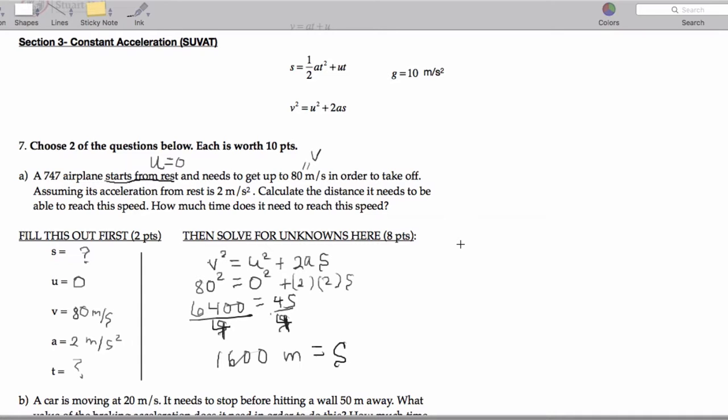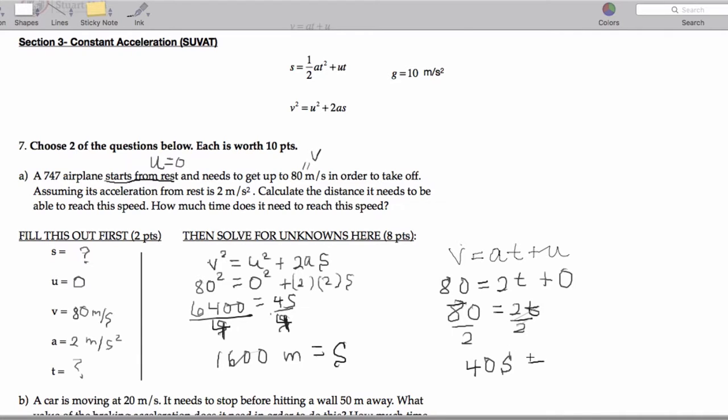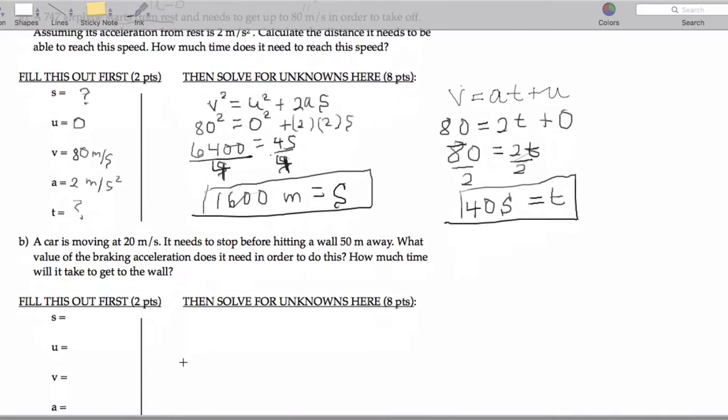Now let's go ahead and get the time that it takes. I'm going to use the equation v equals at plus u because it's easy. So I know that 80 equals 2 times t plus 0. Let me simplify this further, 80 equals 2t. I'll divide both sides by 2, and I'm getting 40 seconds equals the time. So those are my two answers for part A. Let's go ahead and do part B right now.